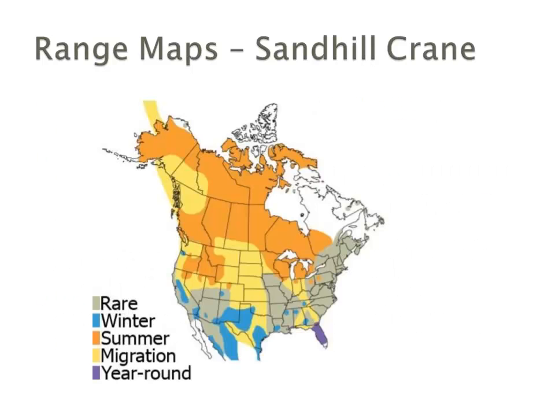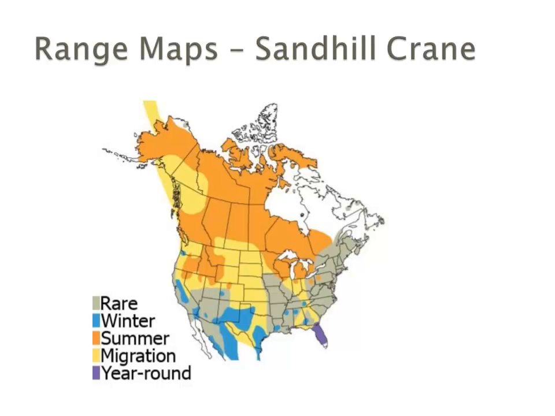I'll use the example of the Sandhill crane to illustrate how range maps can be useful. So here we see that there are 5 different colors indicated on the map of North America. The taupe color is rare, where you might rarely find them. The winter ranges are captured in blue, and generally speaking, like most birds, those are in the southern part of the continent.